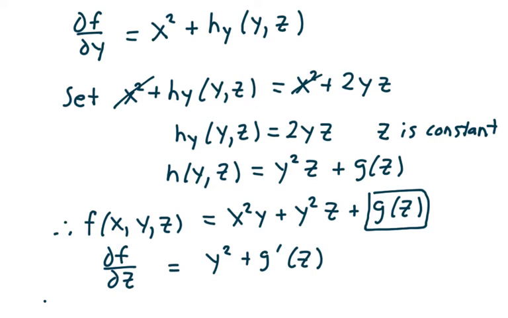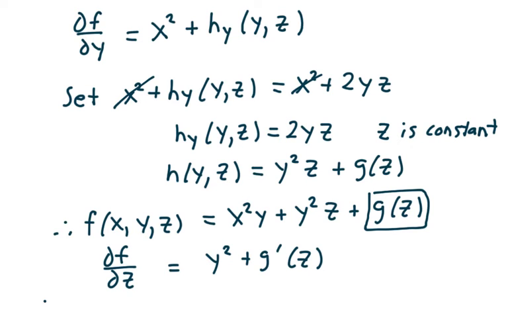That says h sub y of yz is 2yz. Now this time z is constant, so if I want h of yz, I get y squared z plus g of z. Now that says f of xyz is equal to x squared y plus y squared z plus g of z.